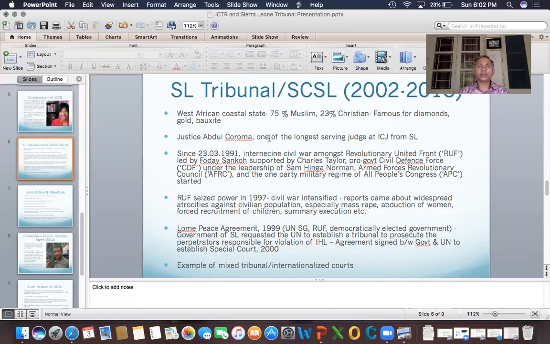So these groups started fighting against each other, and this civil war had started in Sierra Leone. And again, ultimately, the victims were the common people, the civilians. And then when one of the groups, which was led by Foday Sankoh, seized power in 1997, the civil war intensified.